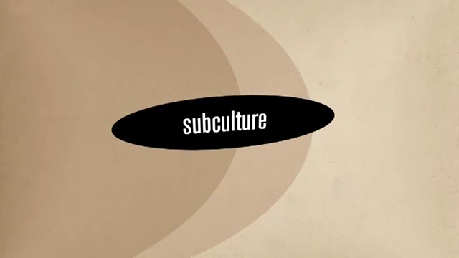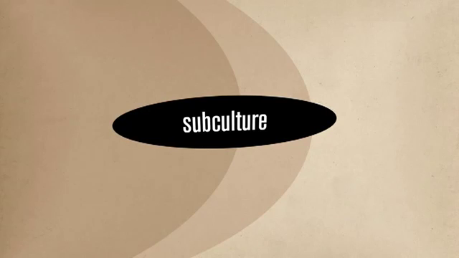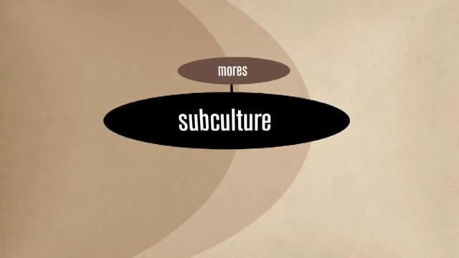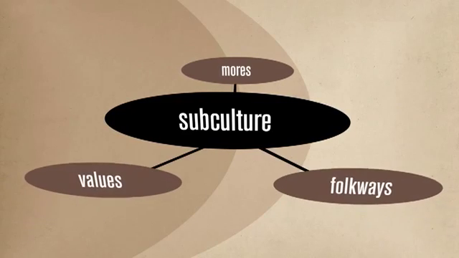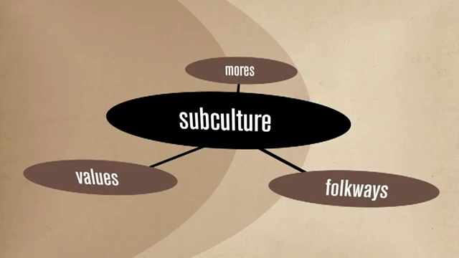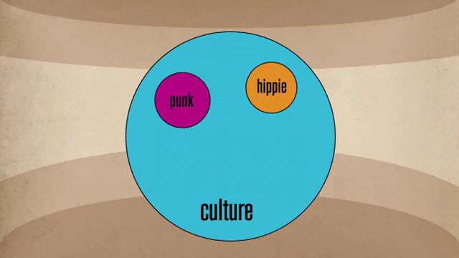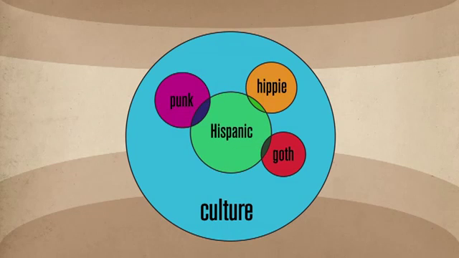Within a group, there are subcultures. A subculture is a segment of a culture that shares a distinctive pattern of strongly enforced norms, called mores, plus folkways and values different from that of the larger culture. You might be familiar with punk, hippie, and goth subcultures. Subcultures can be ethnic as well, such as the Hispanic subculture in the United States.